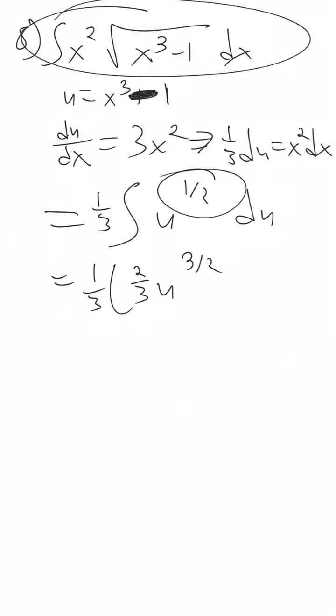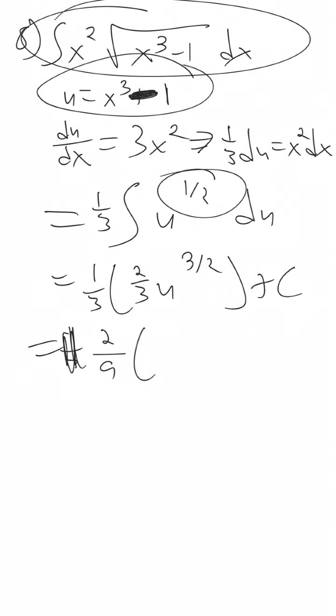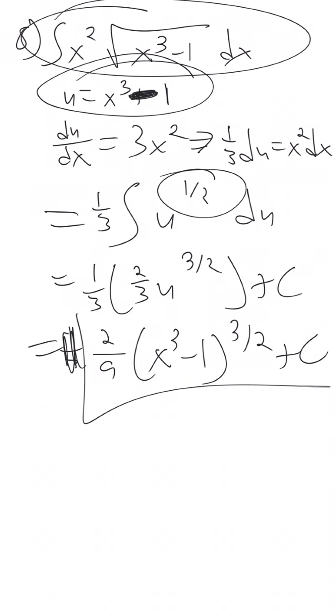All right, add 1, plus c, and then convert it back. This is 2/9. U was right here, x cubed minus 1 to the 3/2 plus c, and that's your answer.